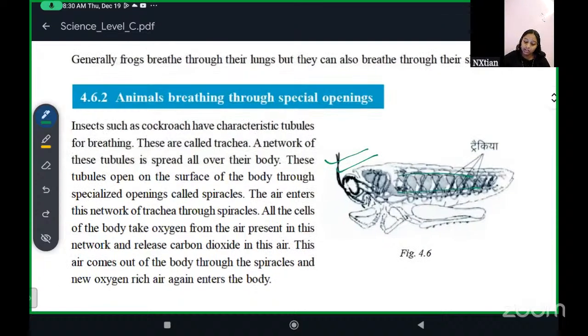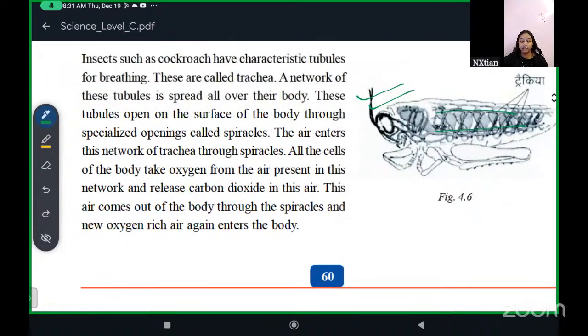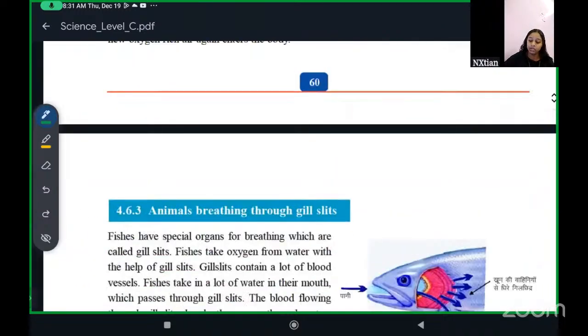All the cells of the body take oxygen from the air present in the network and release carbon dioxide into the air. This air comes out of the body through the spiracles and new oxygen-rich air again enters the body. From the spiracles it enters, and through the trachea it goes to all the parts of the cockroach's body. So this is breathing through special openings.